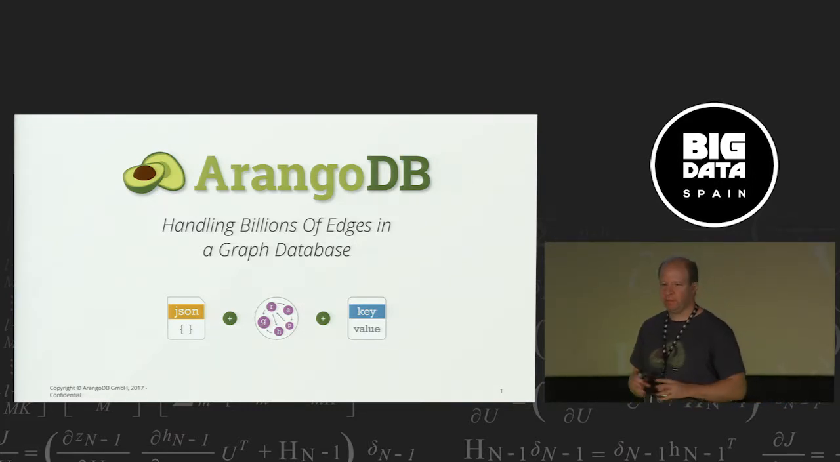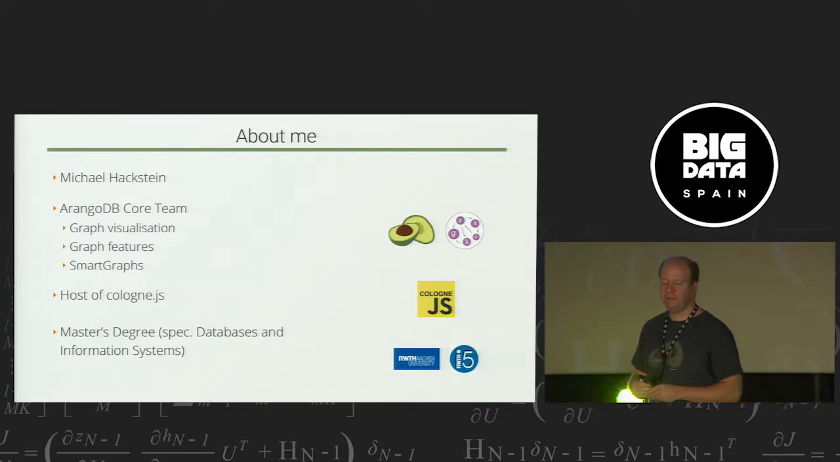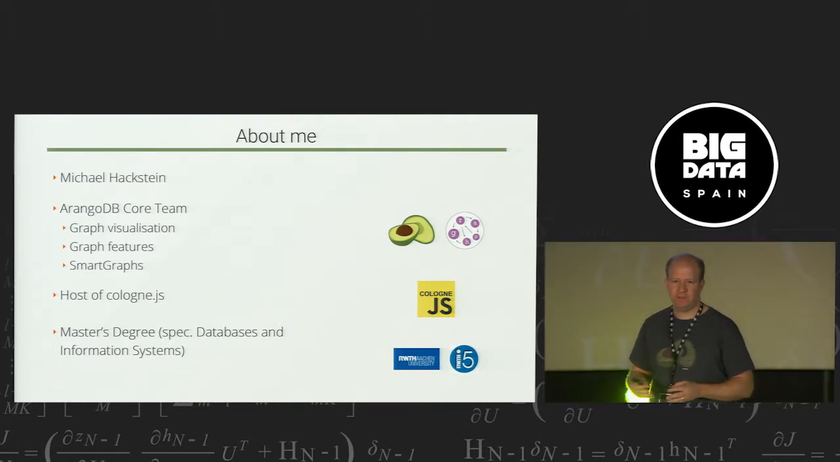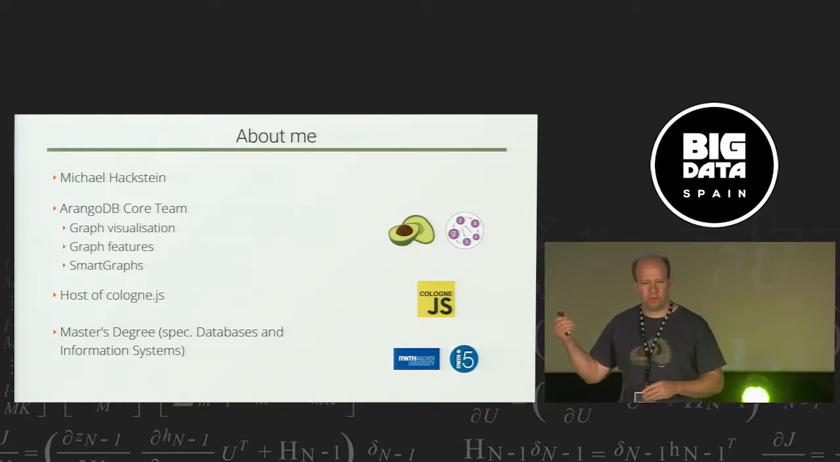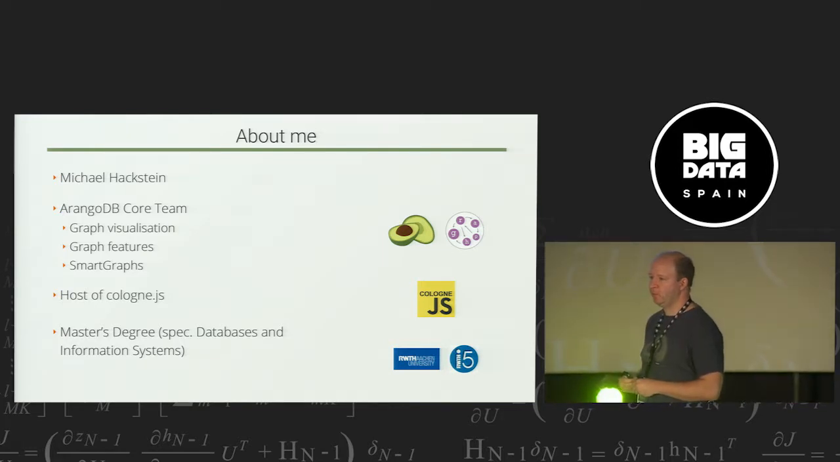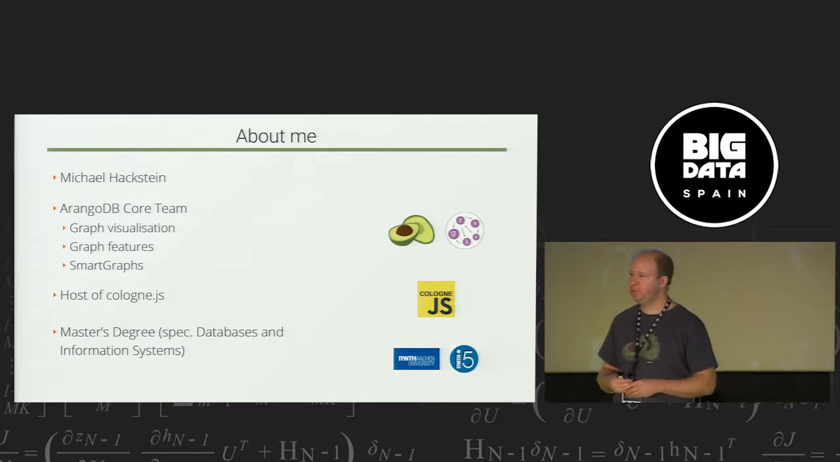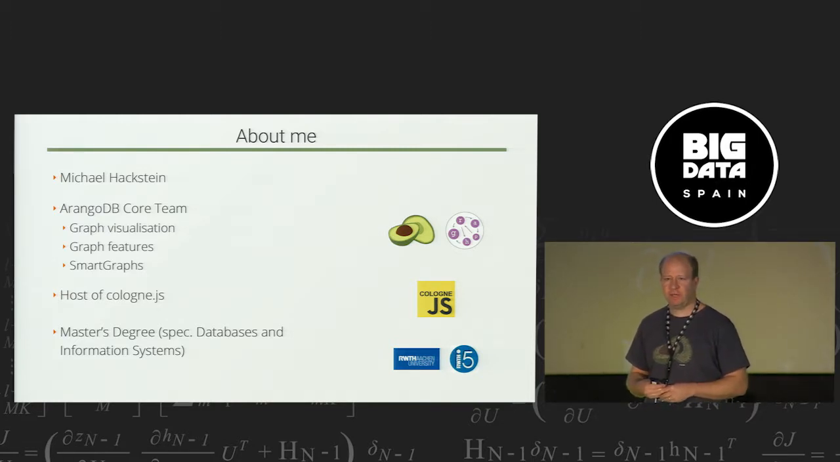But before we start, let me admit that I'm not Michael Hackstein. He was originally announced for this talk. He's a colleague of mine, but he fell sick yesterday, and so he really couldn't come. And since I'm here anyway, I jumped in. So my name is Max Neunhoeffer. I work for the same company as Michael, ArangoDB, and I'm one of the core developers and responsible for the distributed version of the database. So, I just grabbed his slides and I grabbed his talk, and so you have to live with me, but it's the same talk.